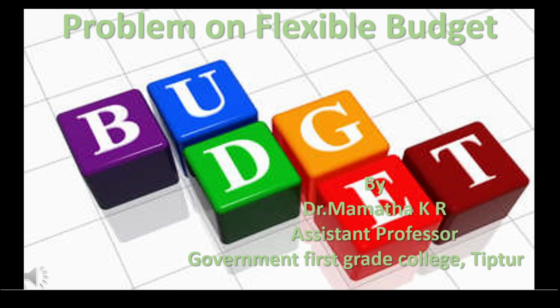Today I explain about the problem on flexible budget. This is the problem. The cost of an article at a capacity level of 5,000 units is as under. For a variation of 20% in capacity above or below this level, the individual items vary as indicated under B below.